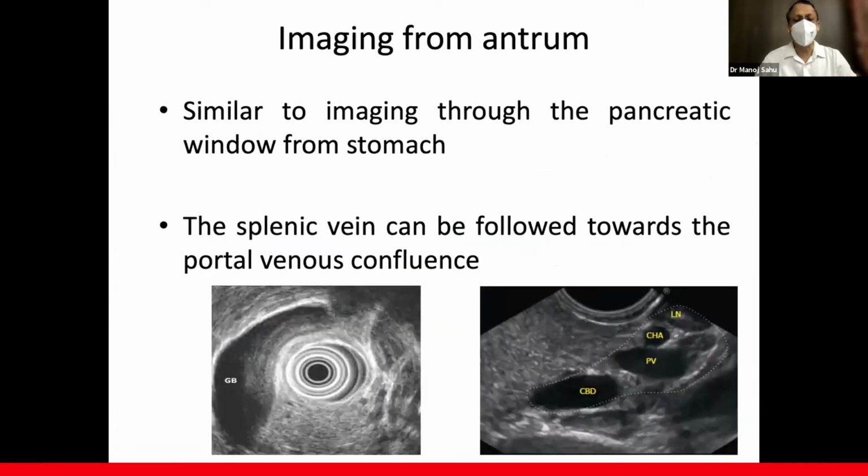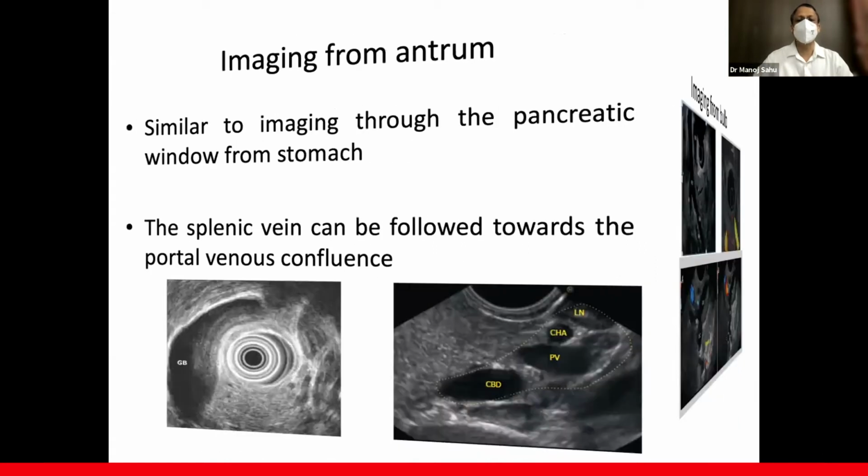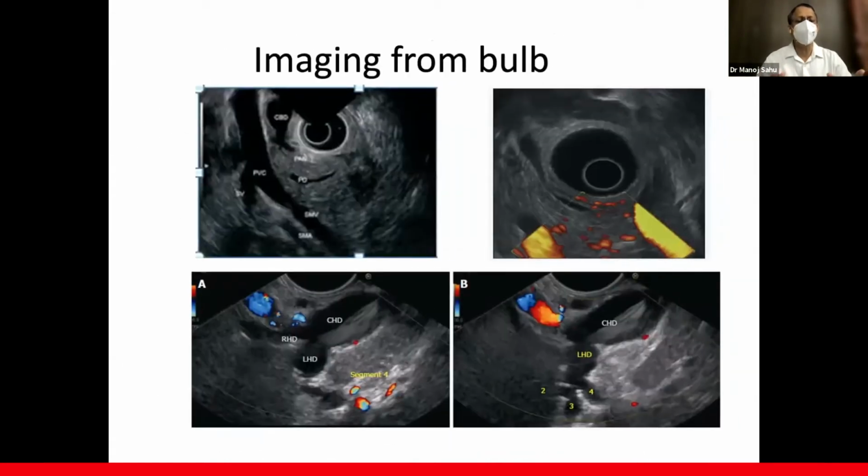Imaging from the antrum. Similar to imaging through the pancreatic window from the stomach, the splenic vein can be imaged. You can see the splenic vein is forming the portal vein confluence, and below that is the CBD. And the lower part of the CBD can be followed up to the mid and upper part of the CBD. Imaging from the bulb is important.